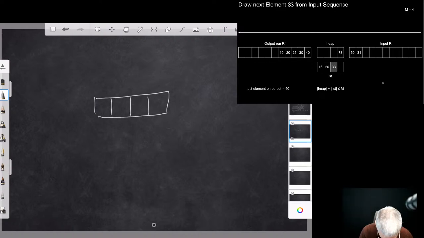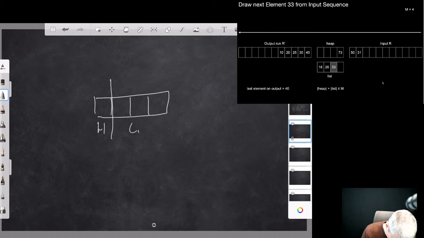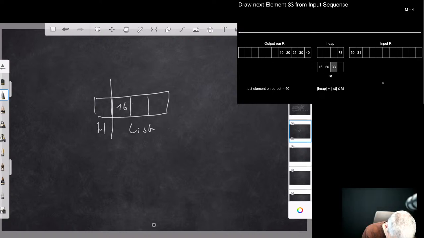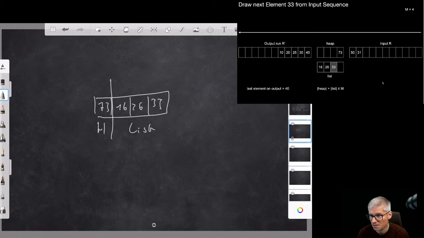Here you would say the heap, for instance, could be this. That is my heap and everything else is my list. Yes, you have 3 values, 16, 26, 33. It's in the second part of the array, and 73 sits here, but it's one array of size 4 slots available. And then you basically always move the boundary till eventually you end up with a list only.